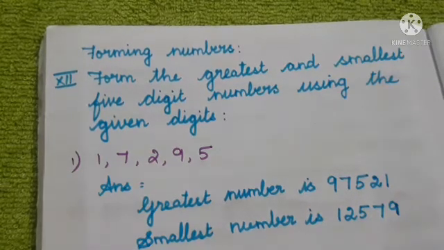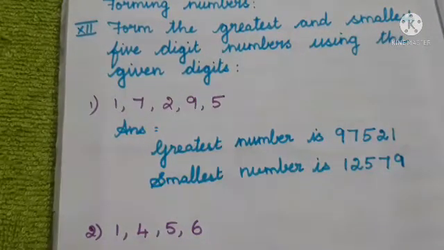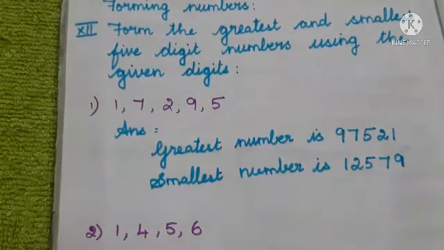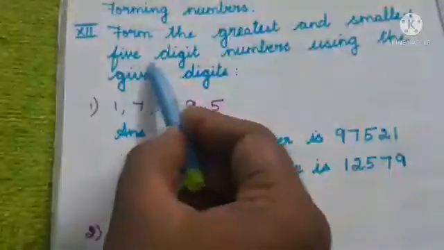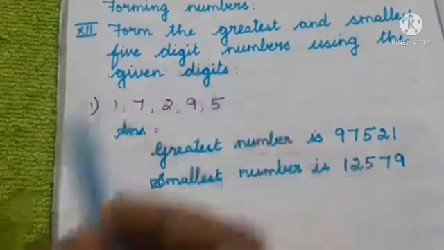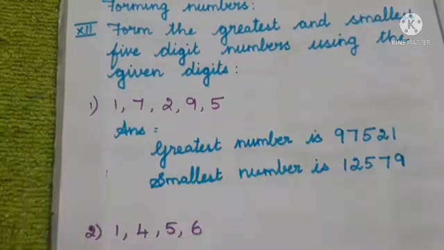Okay, so look at the next problem. Here we have 4 digits only: 1, 4, 5, 6. What are the given digits? 1, 4, 5, 6. By using these 4 digits, we want to find a 5 digit number. I already taught you how to form a 5 digit or 6 digit number by using the given digits. We know, isn't it? So what we have to do?